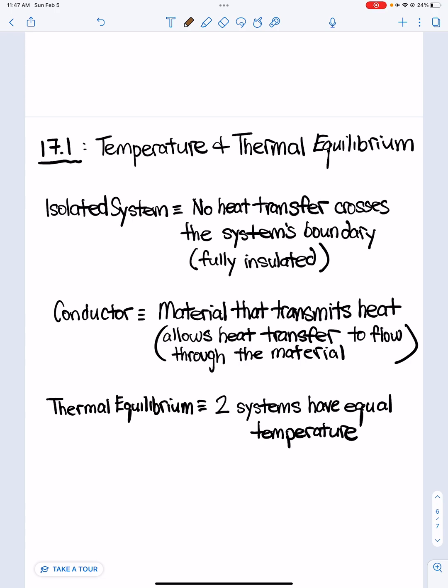Three important terms in this section. The first one is isolated system, and that means no heat transfer crosses the system's boundary, or that the system is fully insulated. The second term is conductor, and that is any material that transmits heat or allows heat transfer to flow through the material. And lastly, thermal equilibrium. That means two systems have equal temperature, and that is achieved when two systems are in thermal contact over a long period of time.